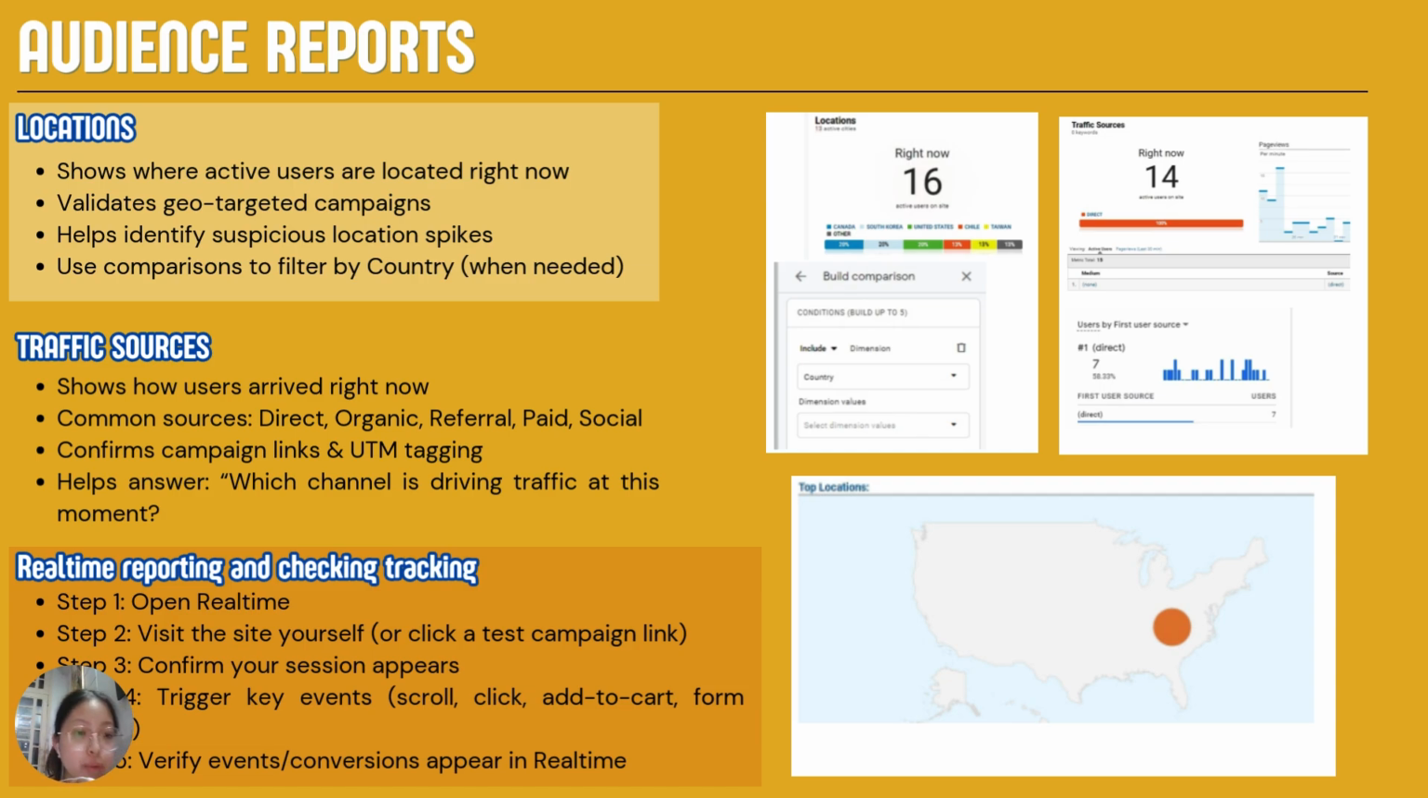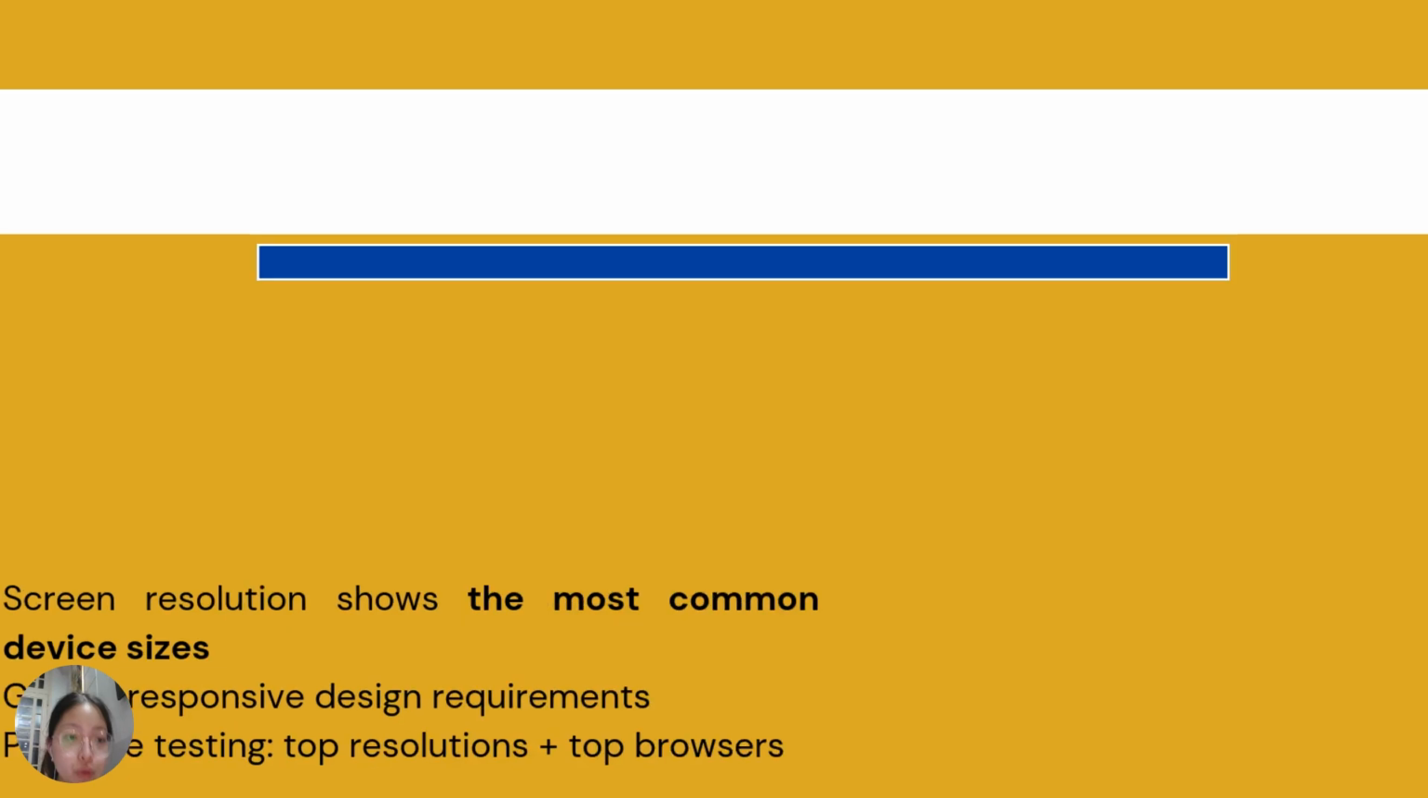Next is real-time reporting and checking tracking. Step one, open real-time. Step two, visit the site yourself. Step three, confirm your session appears. Step four, trigger key events. And finally, verify events or conversions appear in real time.